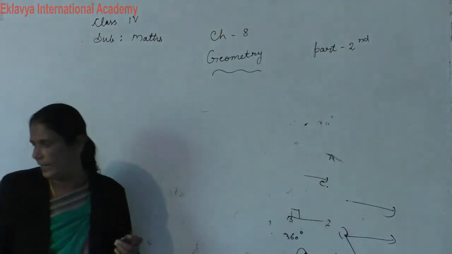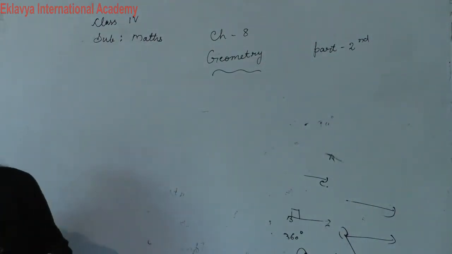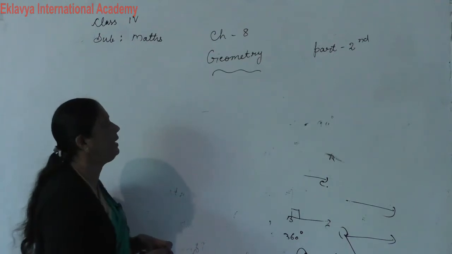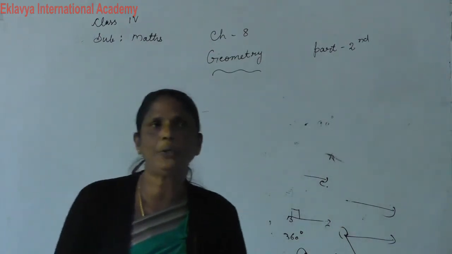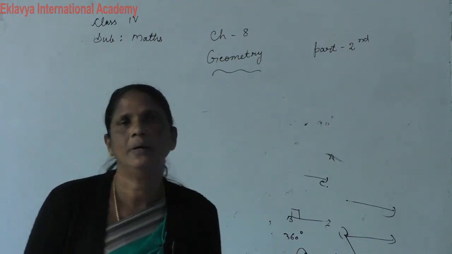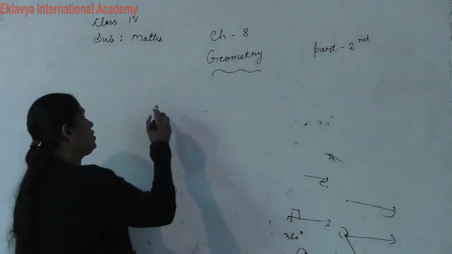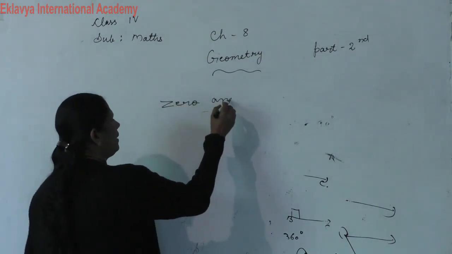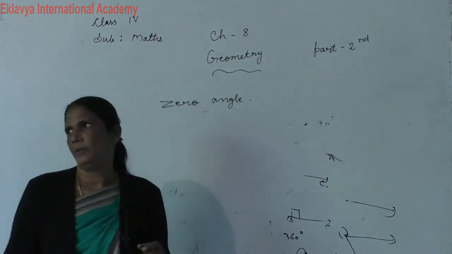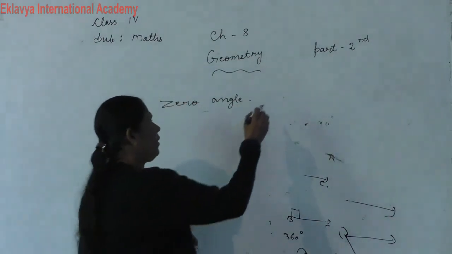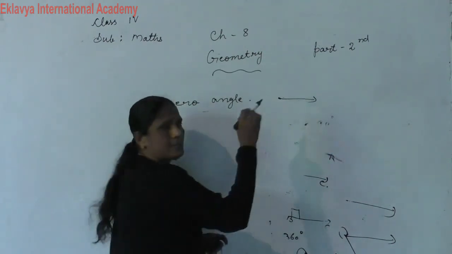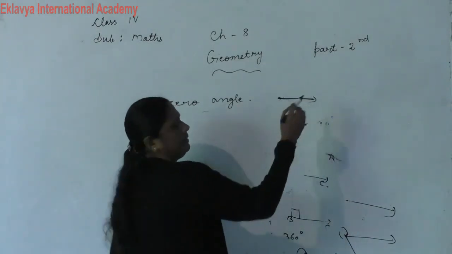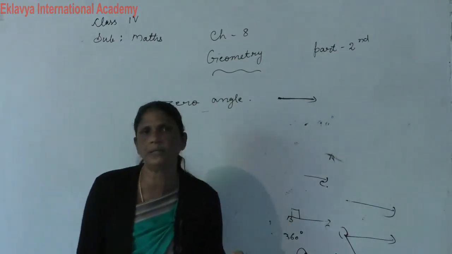Do you understand the types of angles? One more angle is the zero angle. This is not in your class; you will study it in 5th class. In a zero angle, both rays overlap. This is a zero angle.